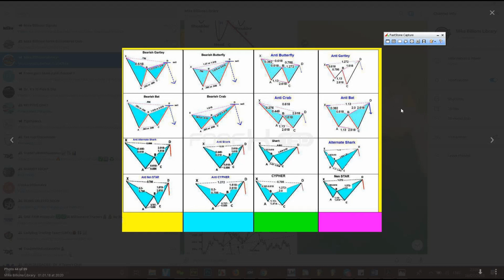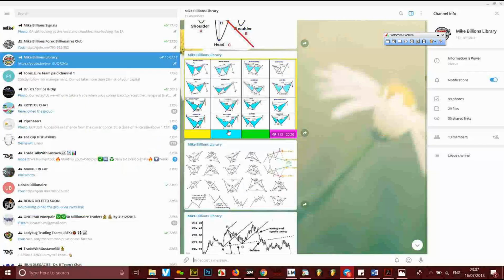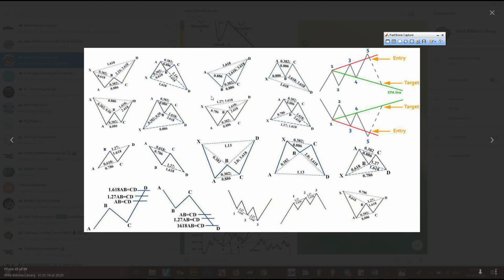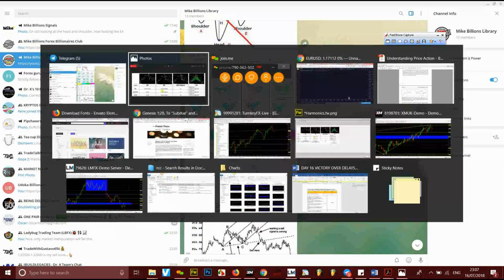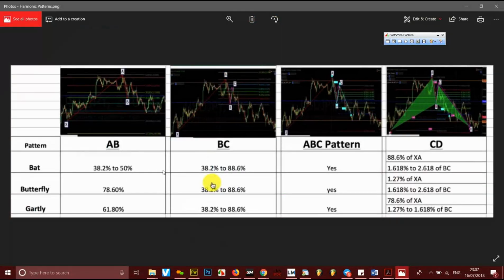Okay, so this is what they look like. If you want to have a good look at them, we'll have another one here, but this doesn't give us much information. It just gives us the ratios. It doesn't really tell us what the names are. So back to the photo I showed you earlier. The first one we're going to be dealing with will be the Gartley pattern.